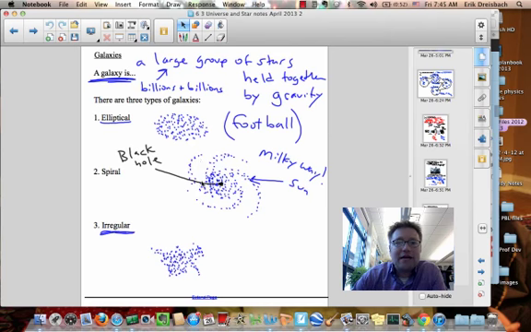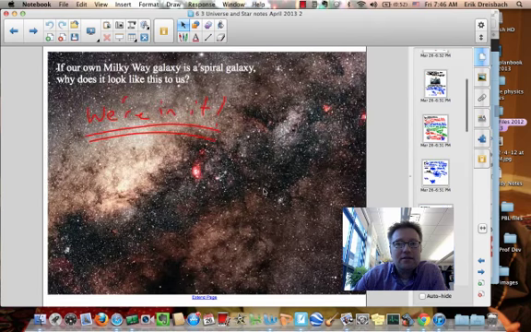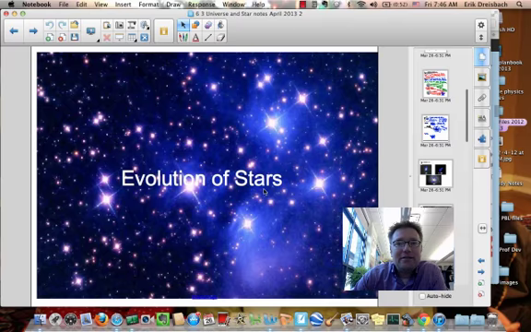Galaxies. There are three basic types of galaxies: ellipticals, which are sometimes the oldest types of galaxies; irregular, which are weird shapes; and good old spiral galaxies. Spiral galaxies is the type of galaxy that we're in, the Milky Way. There's some examples of different galaxies. There's a picture of us within a galaxy. We're in the Milky Way galaxy.